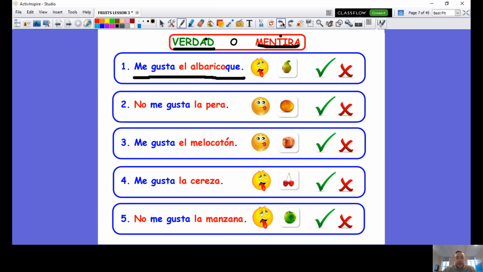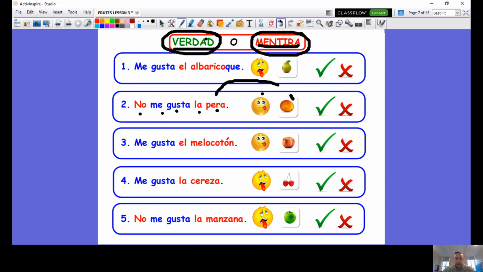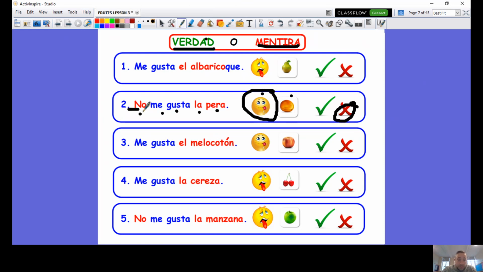The next one says, no me gusta la pera. There's the face, there's the fruit. Do you think this is verdad or mentira? Is that no me gusta and is that la pera? What would you say? Correcto. This is also mentira. That face is not no me gusta and that is definitely not la pera.